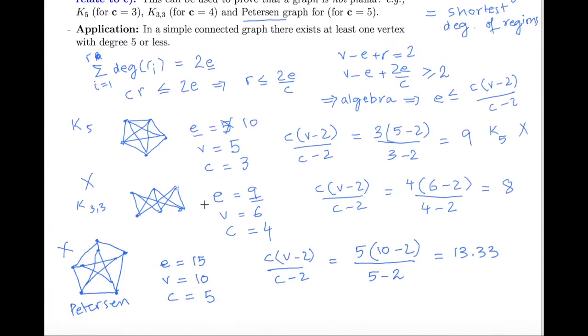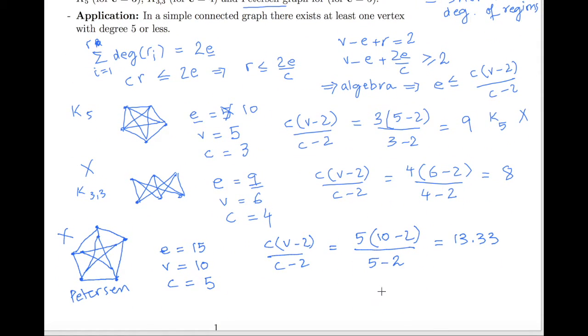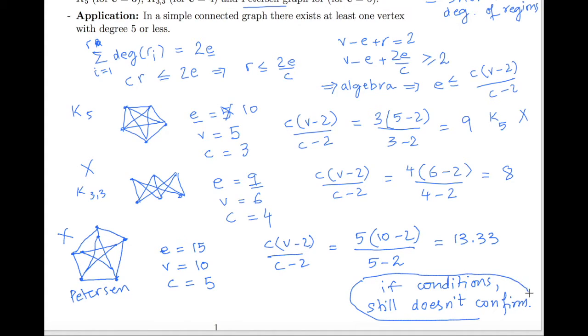But note that if this condition holds, it still does not confirm anything because it's not an if and only if statement, right? So this is very important to know that we can go backwards, but we cannot go forward here. So it does not guarantee, it may or may not be. If this condition does not hold, then definitely we cannot find a planar representation. But if the condition holds, then there may or may not be a planar representation.